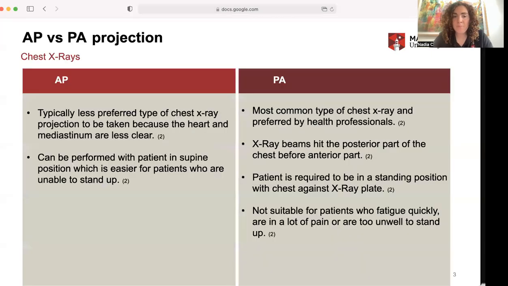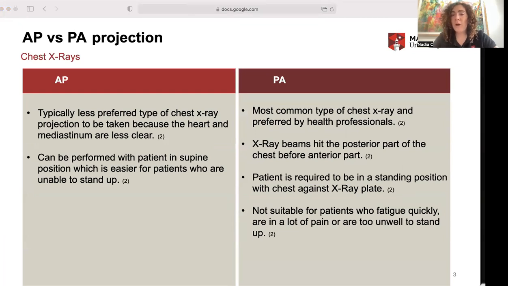As you may already know, chest x-rays can be taken from either an anterior to posterior (AP) or a posterior to anterior (PA) point of view. A posterior to anterior projection is typically the most common and preferred type of chest x-ray. PA refers to the direction in which the x-ray beam travels. X-ray beams hit the posterior part of the chest before the anterior part.